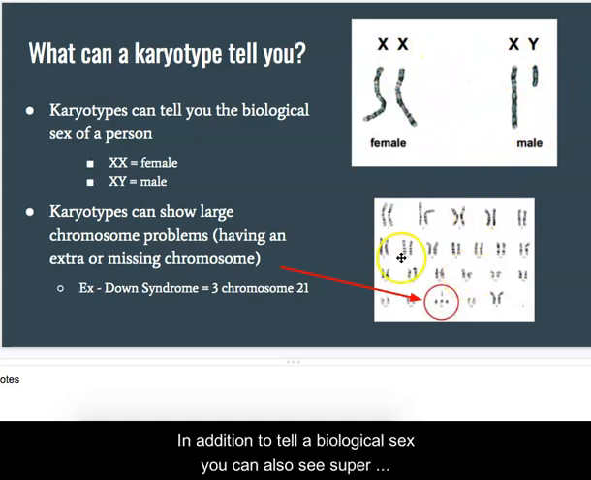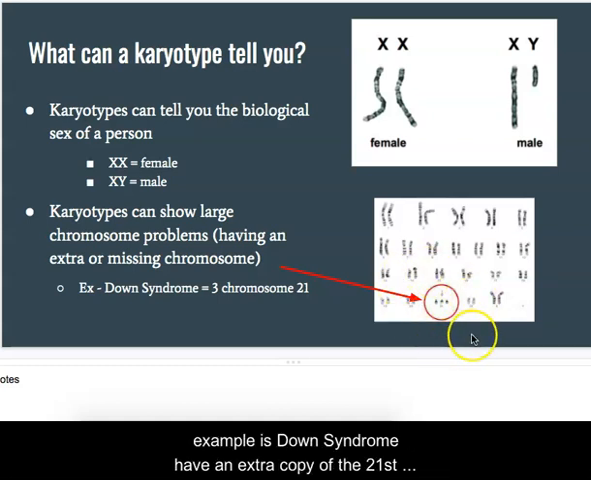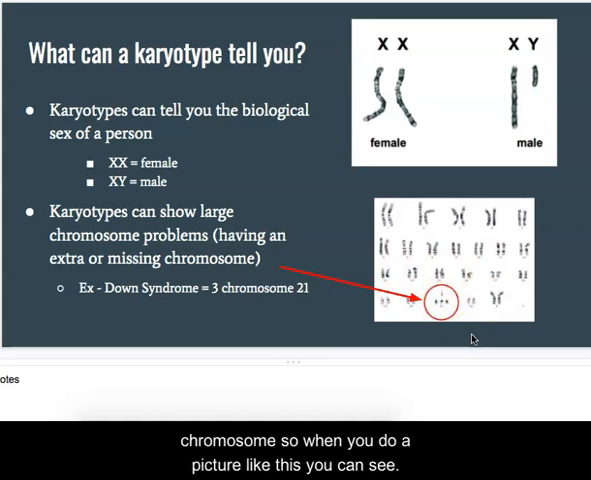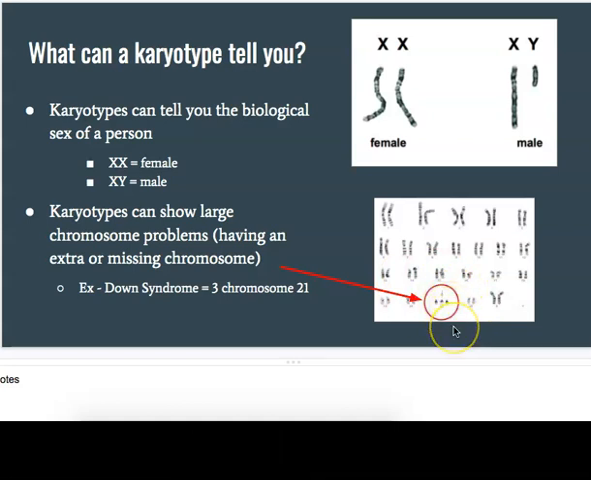In addition to telling biological sex, you can also see super big picture issues. If they have an extra chromosome, if they have a missing chromosome, like the huge things. So one example is Down syndrome. You have an extra copy of the 21st chromosome. So when you do a picture like this, you can see, oh, there's 3 of them instead of 2.